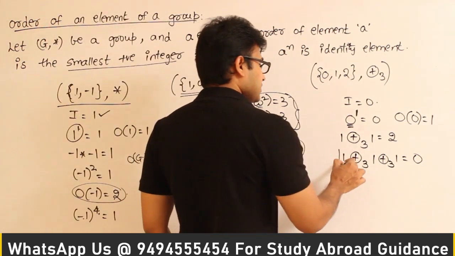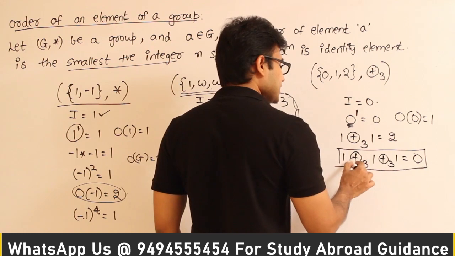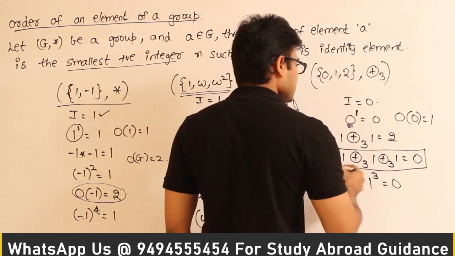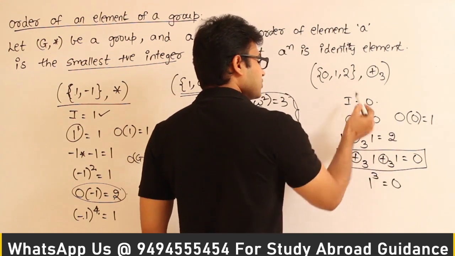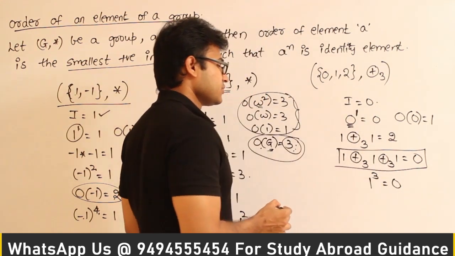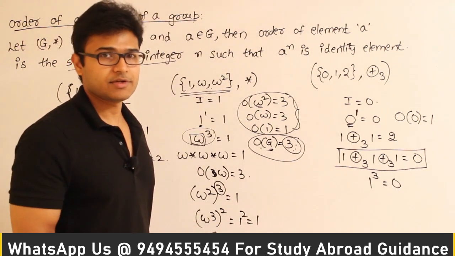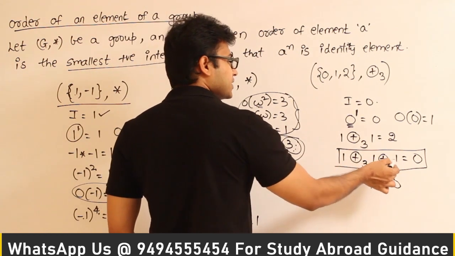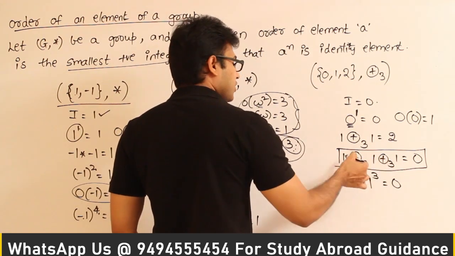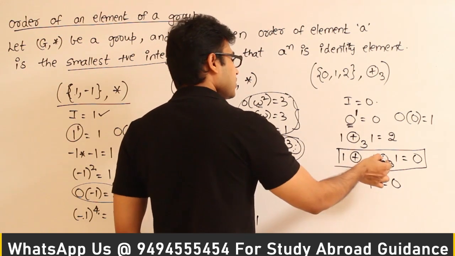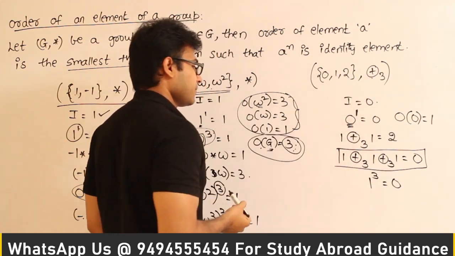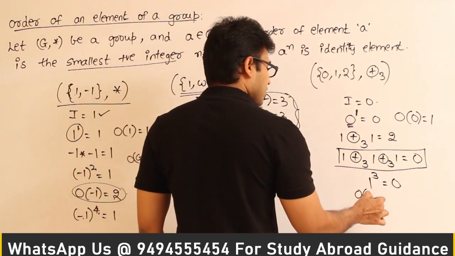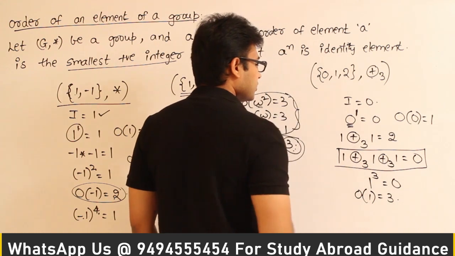Therefore even though it is addition, you can write this as 1^3 equals 0, right? Why? Because in this group, when I talk about the power, it is not multiplication, it is the operation under which this group is defined. Which means when I write 1 cube, it is actually this expression, right? So you should not think that it is multiplication. So 1 cube is 0. What can we say? We can say that the order of 1 is equal to 3.